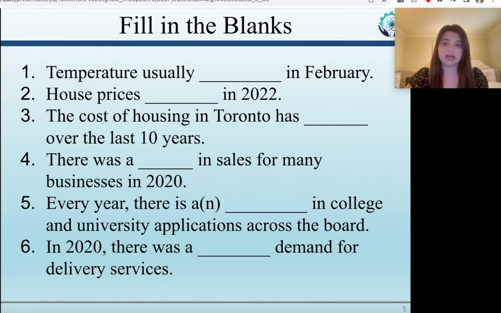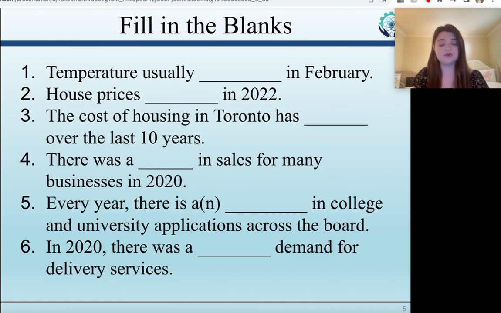I assume we're talking about Ontario and a lot of other places. House prices did increase and even skyrocket in some cases in 2022. So I assume that's what this is referring to. Okay. The cost of housing in Toronto has blank over the last 10 years. Well, let me tell you. The housing prices right now in Toronto, both to buy or rent, are a lot higher today than it cost 10 years ago.